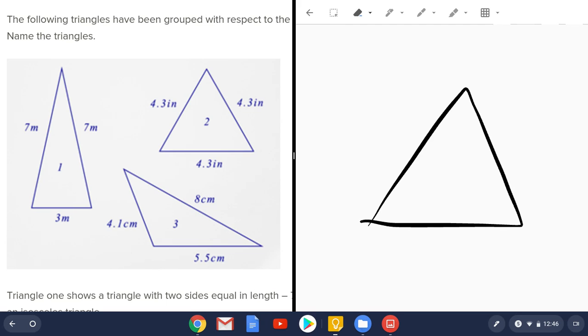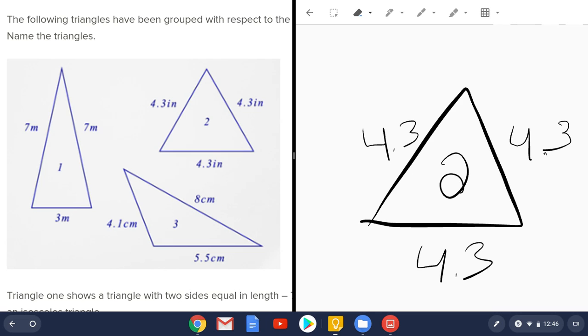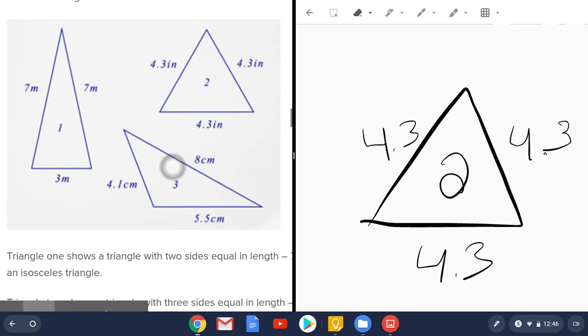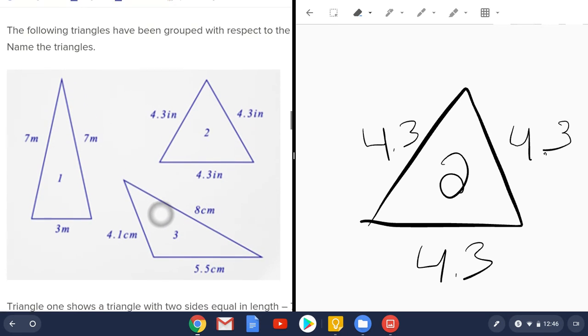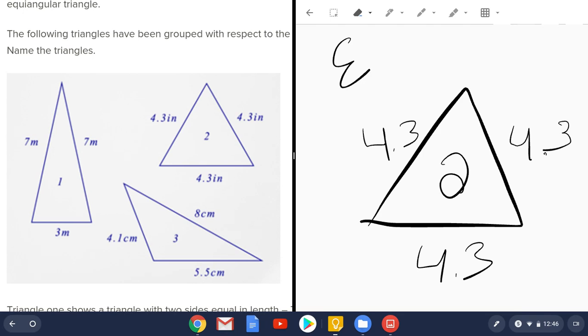So triangle 2, they're all 4.3, 4.3, 4.3. They all have the same length. Each side has the same length. What kind of triangle would that be? That would be an equilateral triangle. Nice job. Now, last but not least, number 3.